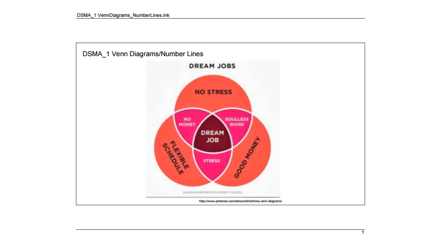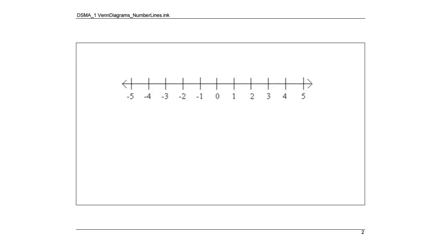In DSMA 1, we're going to look at Venn diagrams, which we need for probability, and number lines. Number lines are critical for statistics. Okay, so our basic number line here, we have 0 in the middle. We have our negative numbers heading to the left and our positive numbers heading to the right. So for us in statistics, this is our standardized number line.